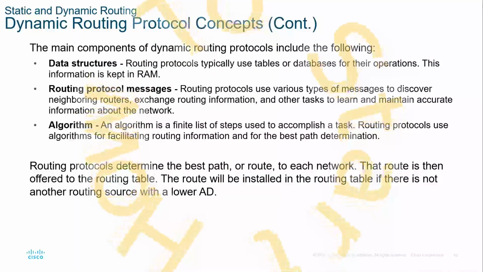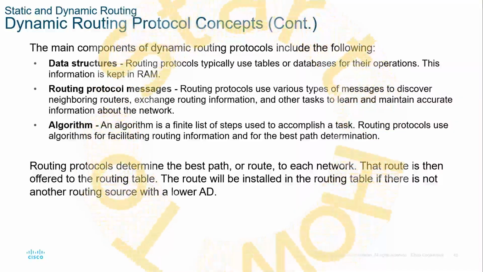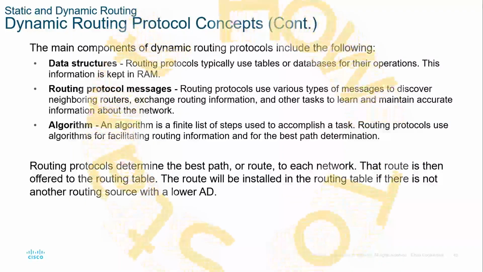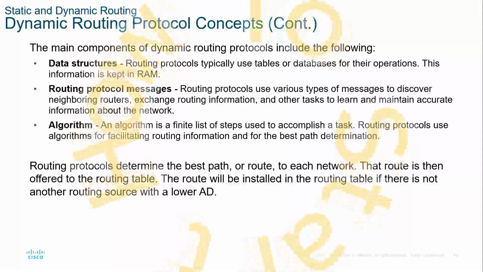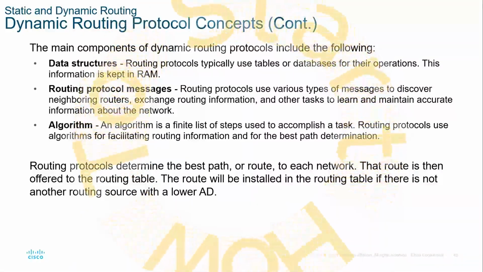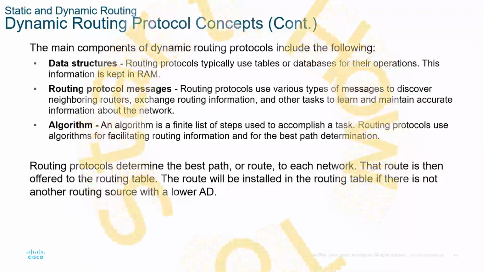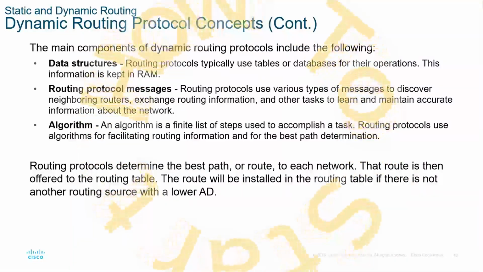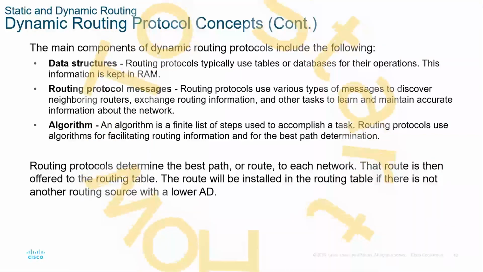The last main component is the algorithm. The algorithm is a finite list of steps used to accomplish the tasks, and each message will basically fulfill one of those tasks. How do I discover my neighbor? The algorithm will define how to do that and will define what messages to send and or receive to verify that information is accurate. The routing protocols will determine the appropriate best path route for each network.